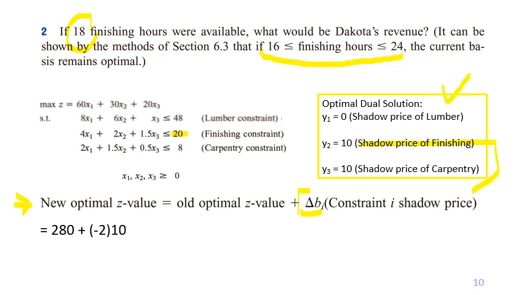The amount of change is minus 2 because in the original problem the finishing hours is 20 hours. Now we change it to become 18, so minus 2. The shadow price of finishing is 10. So we get the new Z value equals 260 if we only have 18 finishing hours.